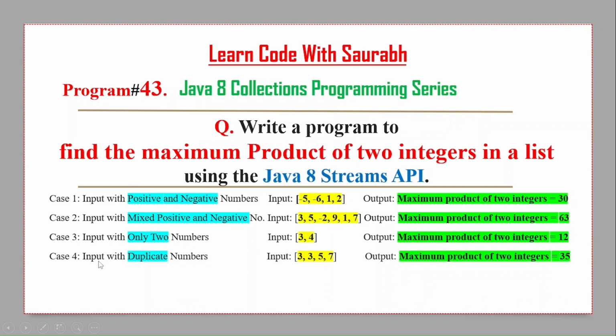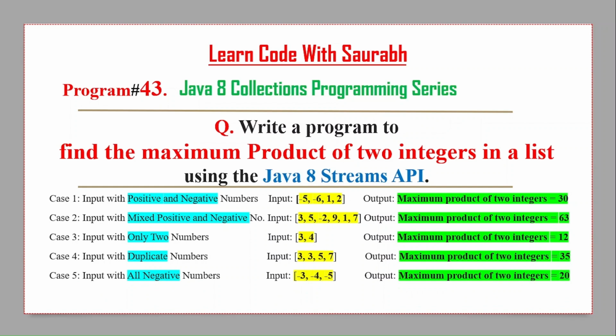And this case has duplicate numbers. But if you see here, the maximum value is 7 and the second maximum value is 5, so we will get the result 5 multiplied by 7, which is 35. But we need to make sure the list is unique, so we will identify if there are duplicates and make that list distinct.